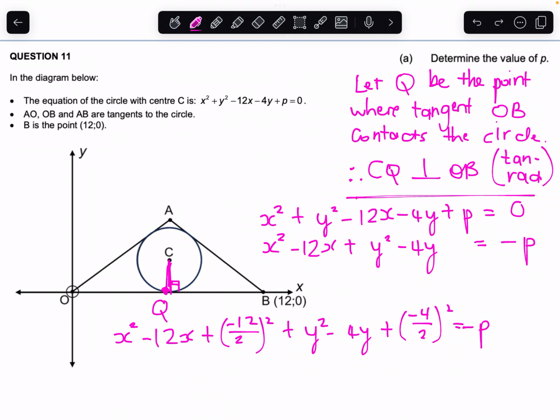Because I'm running out of space, I'm just going to evaluate what these are. Negative 12 over 2 is negative 6. Squared is positive 36. And this one is negative 4 over 2, which is negative 2. Squared is positive 4. Now we've added the same term on both sides of the equation, meaning everything is still in balance. Oopsie daisy.